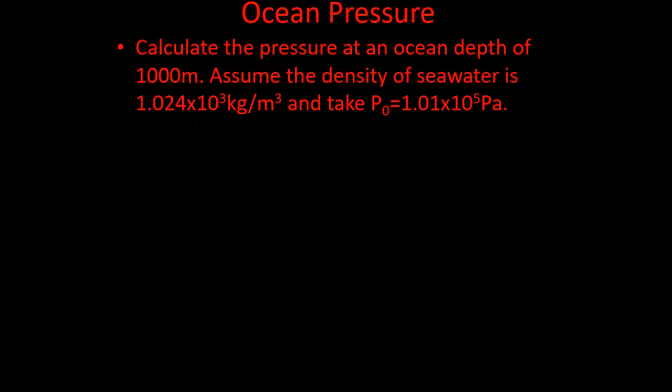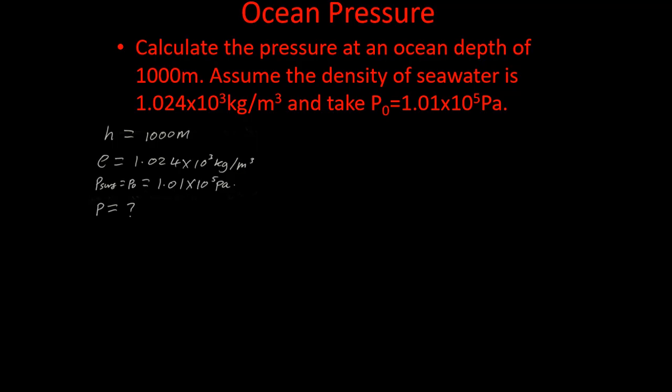So let's look at a problem involving this. Let's calculate the pressure at an ocean depth of 1,000 meters, so 1 kilometer. We're going to assume the density of seawater is 1.024 times 10 to the 3 kilograms per cubic meter, and that pressure of P0, this, remember, is sea level, is going to be 1.01 times 10 to the 5 pascals.